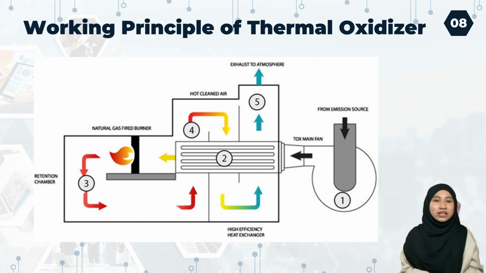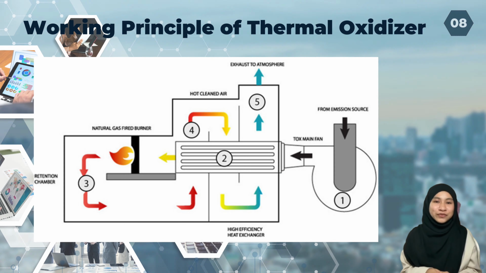As a result, the VOC burns to produce carbon dioxide and hydrogen. After that, at point 4, through the heat exchanger's hot pass, the hot and clean air continues to capture and utilize the heat generated during combustion. This can be used to preheat the incoming air or other process streams, improving overall energy efficiency. And lastly, the clean air is thereafter released into the atmosphere through a stack or exhaust vent at point 5.